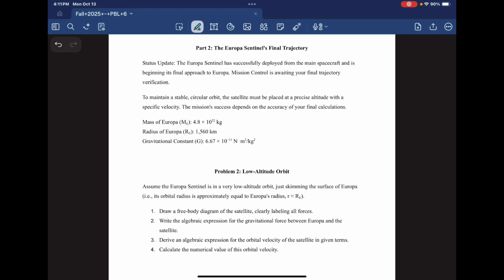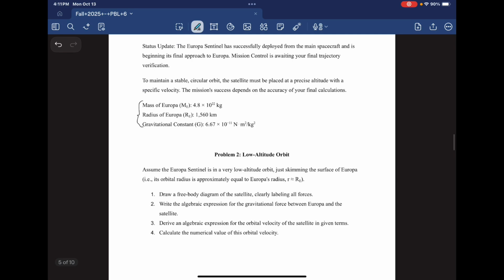So for this next problem, we have that the Europa Sentinel, so the satellite, has successfully deployed and it is beginning the approach to Europa. There's some information here about Europa and the problems we're going to answer down here. One important thing here is to assume that the Europa Sentinel is in a very low altitude orbit. So the radius from the center of Europa is approximately equal to Europa's radius.